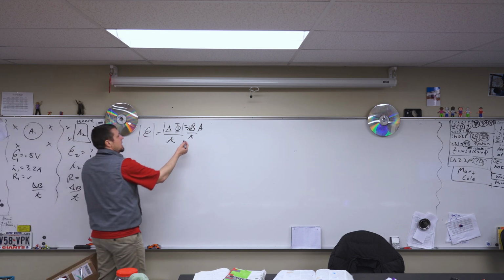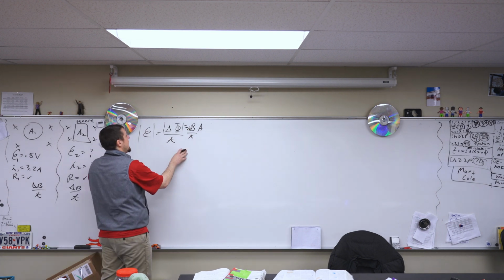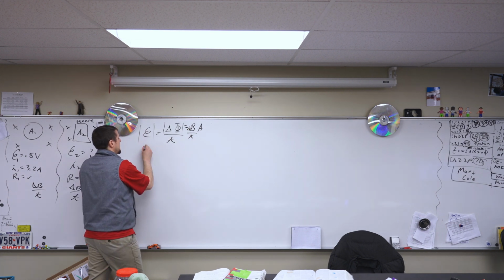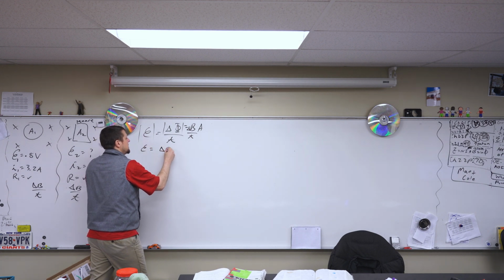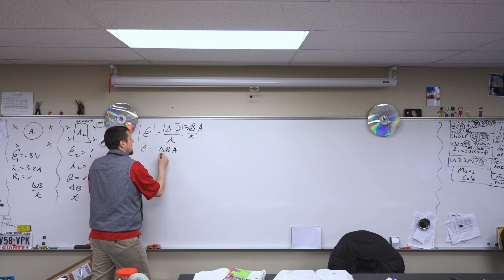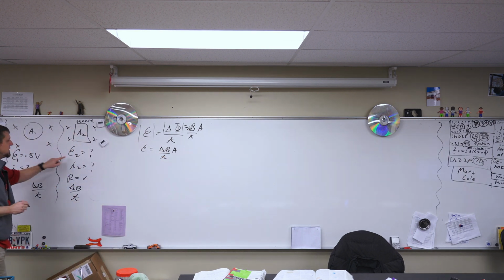And are you still okay with this delta B over T? Because that's the thing that's changing. Yep. So right now we have a general expression for our EMF for either one of these, it should be delta B over T times A. And that should be it for the EMF, for the voltage of either one of these. Is that okay? Yeah. All right.